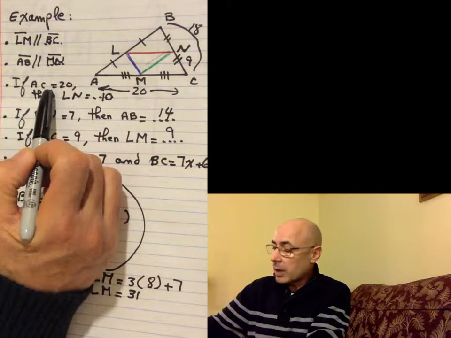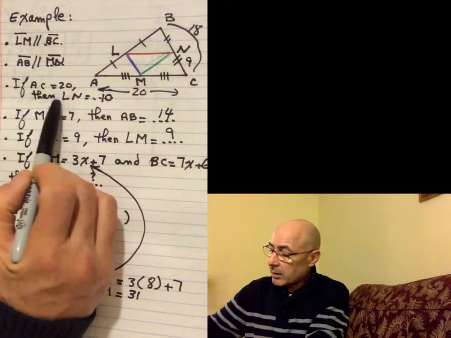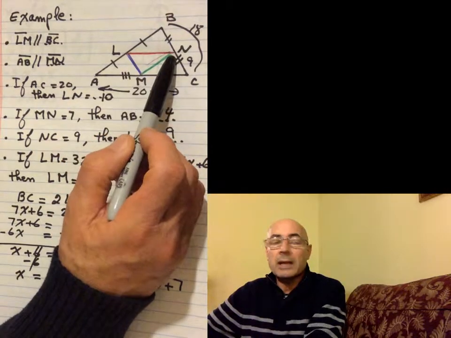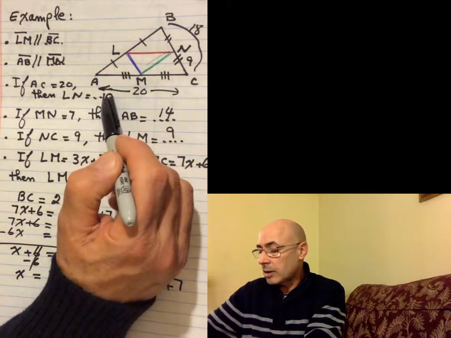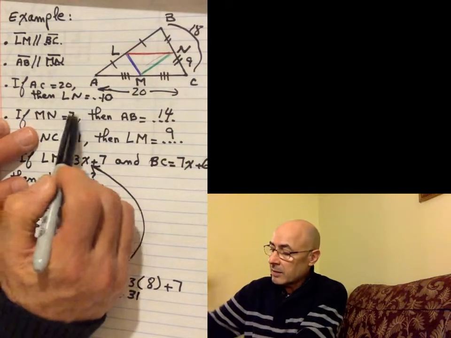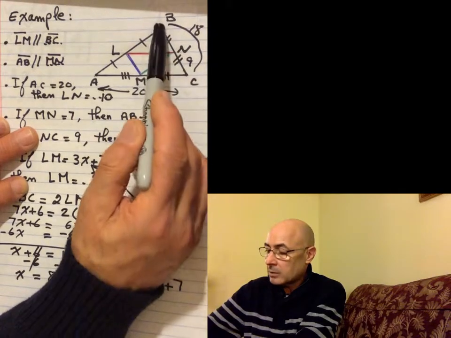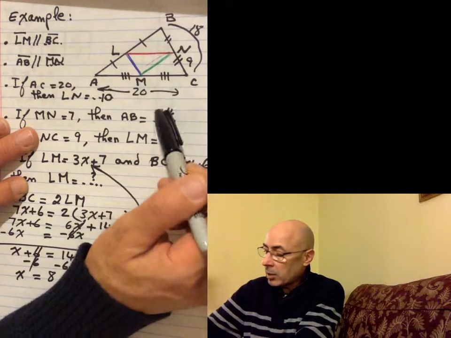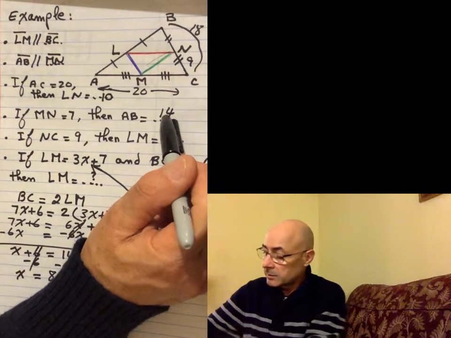If AC equals 20, if the whole thing is 20, what is the length of LN? Oh, LN connects two midpoints, so it's a midsegment, so it's going to be parallel and half of the third side. But the third side is 20, so this is half of 20, which is 10. That's what was required. If MN is 7, that's the given. Remember, this is a midsegment parallel to AB and half of it. So if this half is 7, then how long is the whole side? Double the 7. So 2 times 7, which is 14.